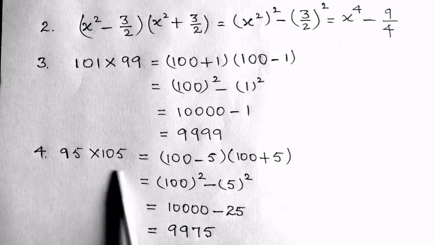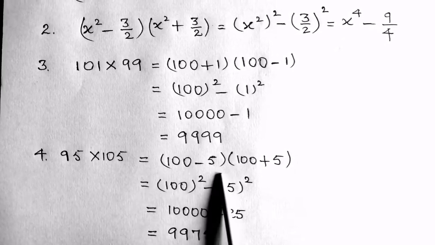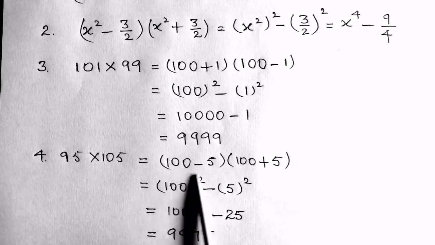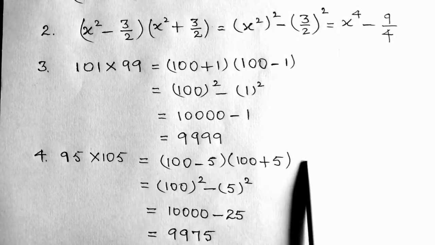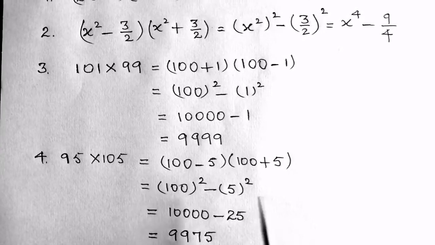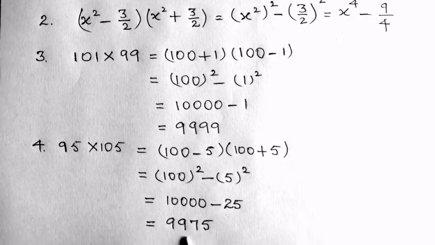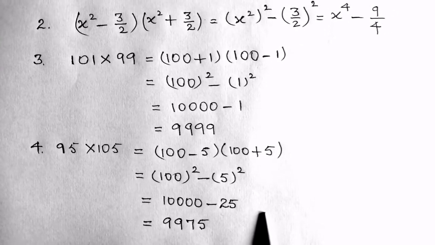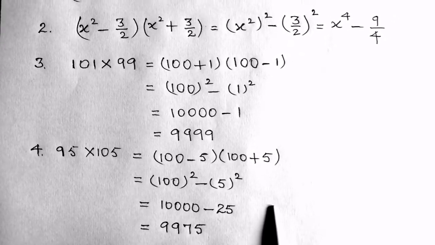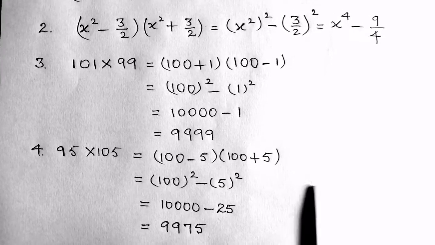Finally, I come to the last question, that is 95 into 105. 95 can be written as (100 − 5) into (100 + 5). So again it is of the form (a − b) into (a + b). So square of first minus square of second. On simplification you get 9975. I hope you have understood. In the next video we'll be discussing other identities also. Thank you.